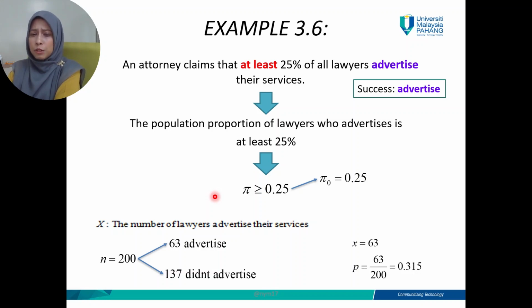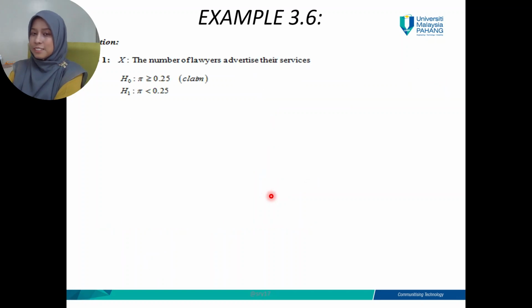Now we can construct the first step, which is the hypothesis statement. Please recall, class, is this H null or is this H1? Yes, you're right. This is H null. For this question, our claim is in H null. This is our claim: at least 0.25.